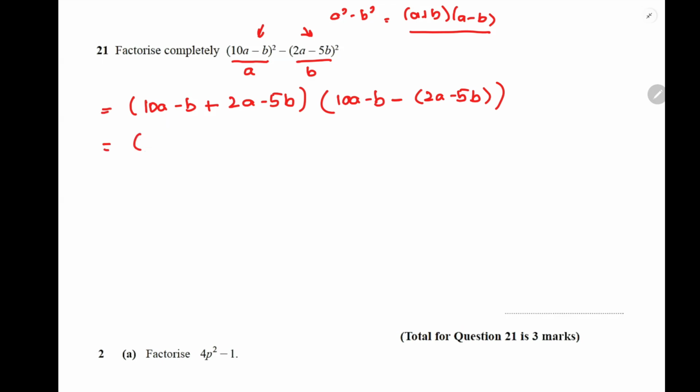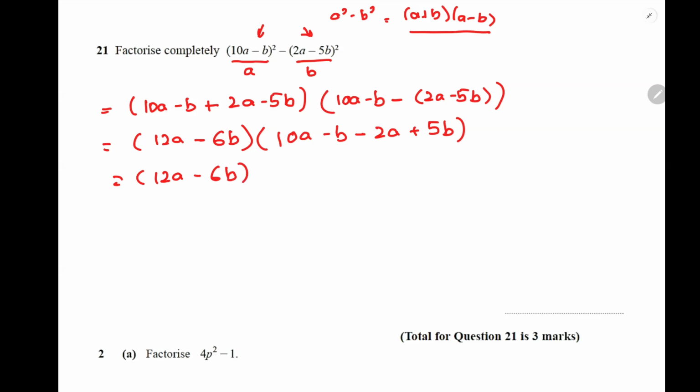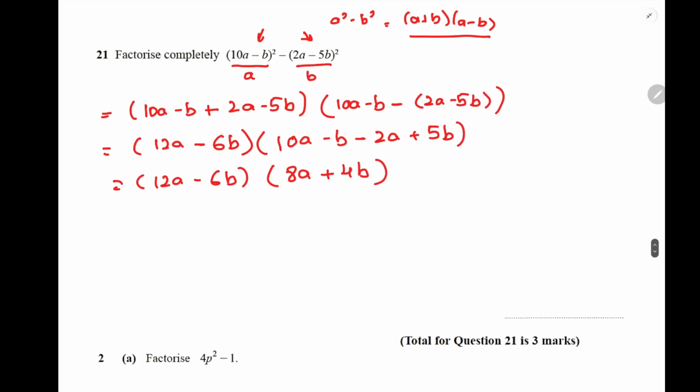So, okay, 10a plus 2a would give me 12a negative 6b. And then, anything else? Yeah, here. 10a, oops, sorry. 10a negative b negative 2a plus 5b. Okay, so it would be 12a negative 6b, and then 10a negative 2a would be how much? 8a, and it would be 4b. This would be minus.